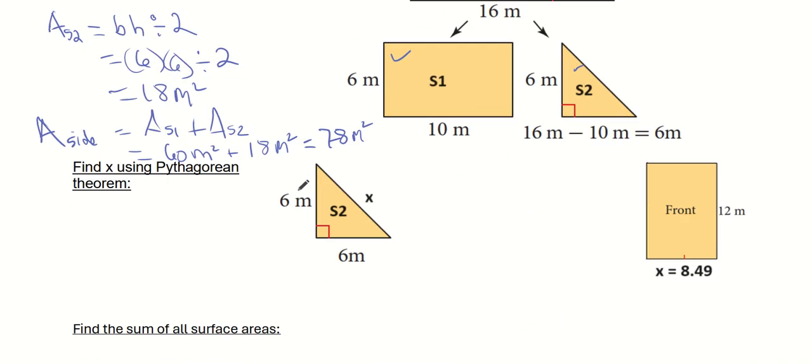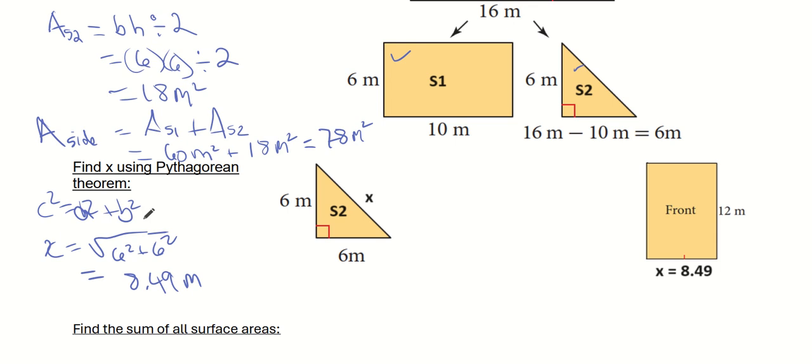So basically, we're going to use Pythagoras theorem on this here. I don't know if you remember Pythagoras theorem. It's c squared equals a squared plus b squared. So that's Pythagoras theorem, and you rearrange it so x in this case equals root 6 squared plus 6 squared. That gives us 8.49, and that will be in meters. So we used Pythagoras theorem to find that.